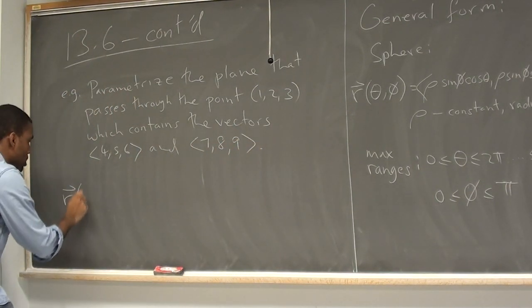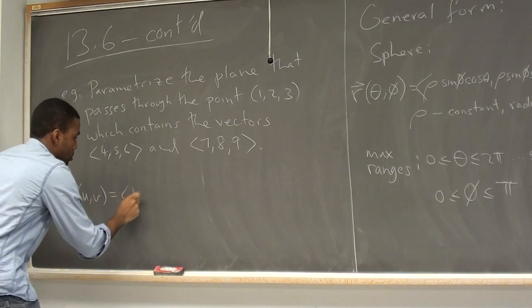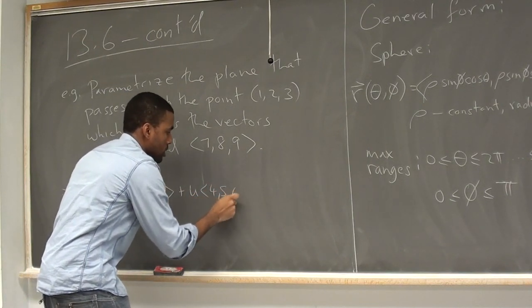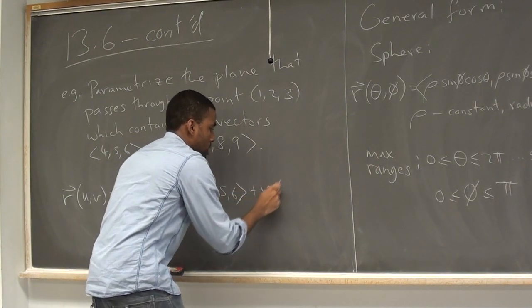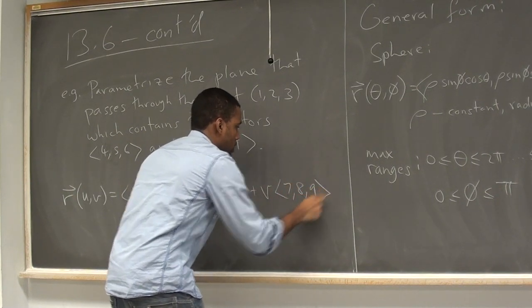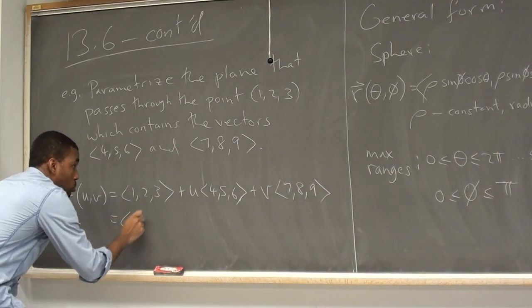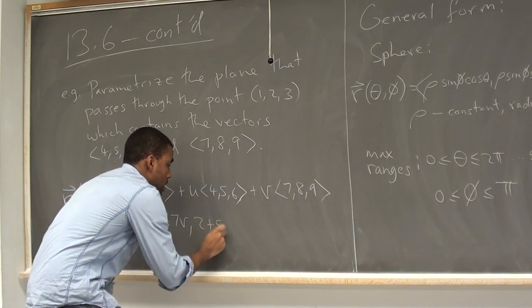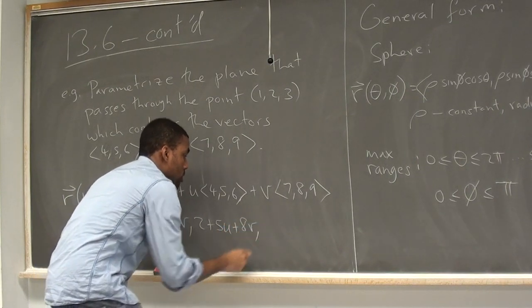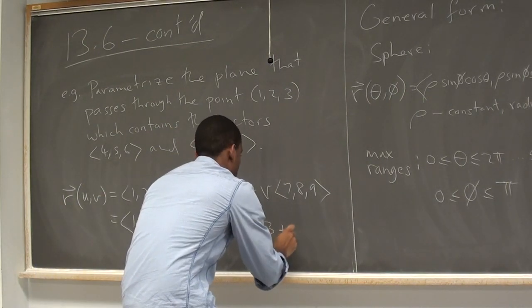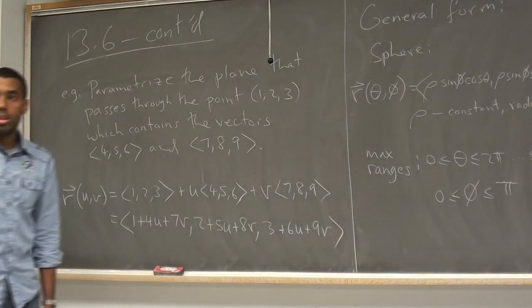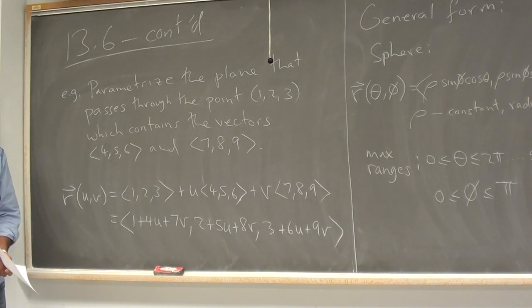Then you'd say R of uv would be equal to (1, 2, 3) plus u times (4, 5, 6) plus v times (7, 8, 9). You could write that as (1 + 4u + 7v, 2 + 5u + 8v, 3 + 6u + 9v). Don't we have to do a check to make sure they're not parallel first? Yeah, generally, but yeah, they're not.